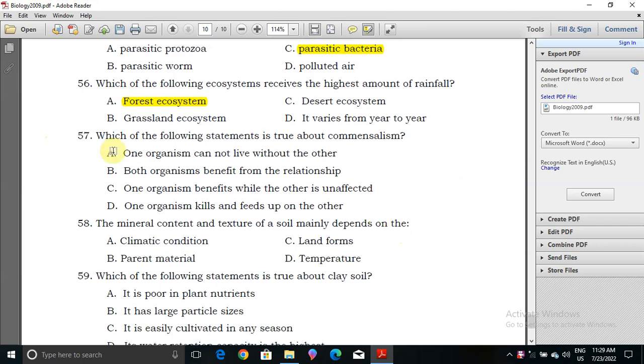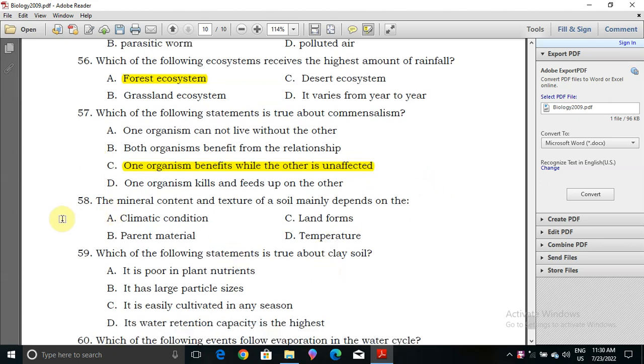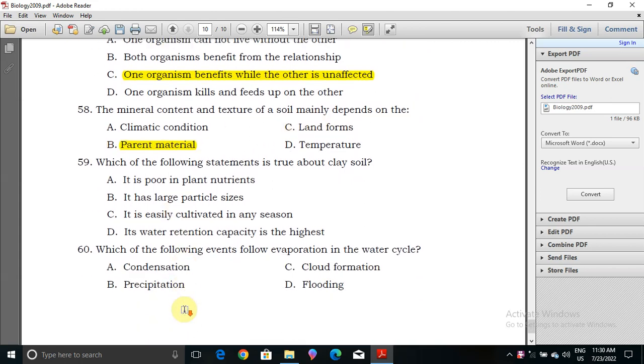Now question number 57. Which one of the following statements is true about commensalism? Okay, the correct answer will be one of them benefits while the other is unaffected. Okay, now question number 58. The mineral content and texture of a soil mainly depends on what? On the parent material. Okay, now question number 59. Which of the following statements is true about clay soil? Its water retention capacity is the highest. Question number 60. Which of the following events follows evaporation in the water cycle? It will be condensation. Condensation follows evaporation in the water cycle.